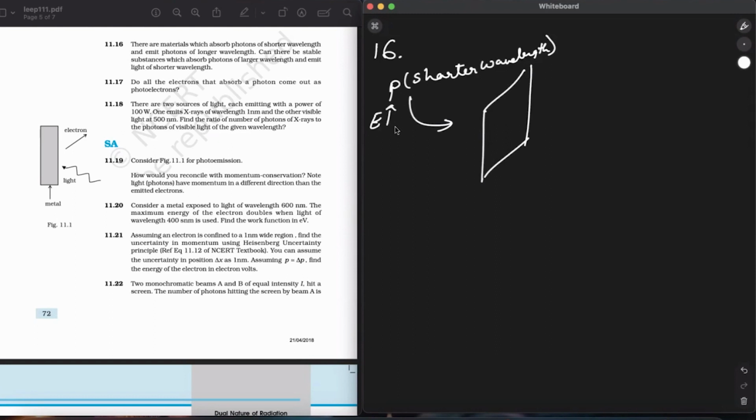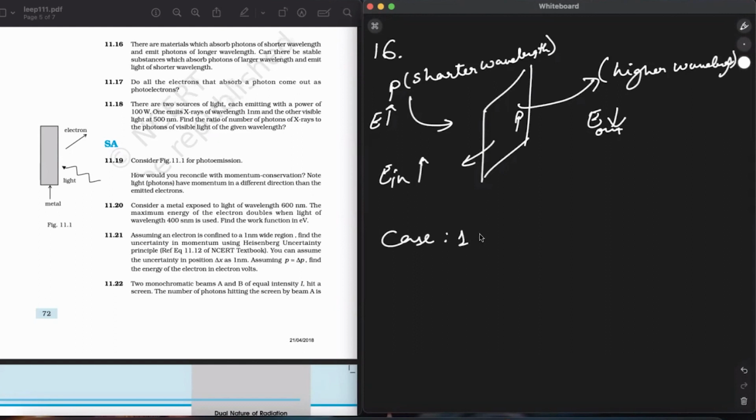It has been emitted. So the energy that it is getting, E in, is high, but it is emitting photons which have a higher wavelength range. So the energy which it is giving out is less. So E in is more, E out is less. Okay, this is the first case. In case one, I can write: E out is greater than E in.